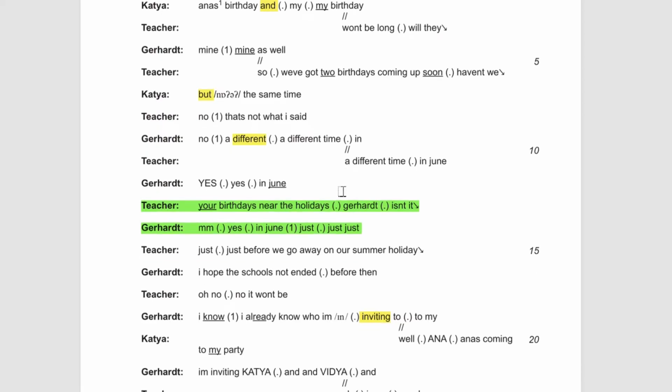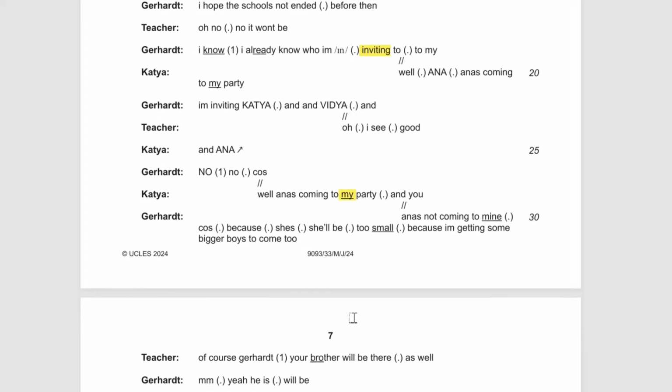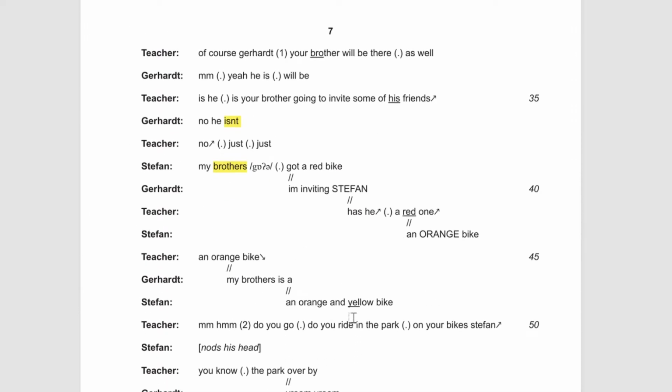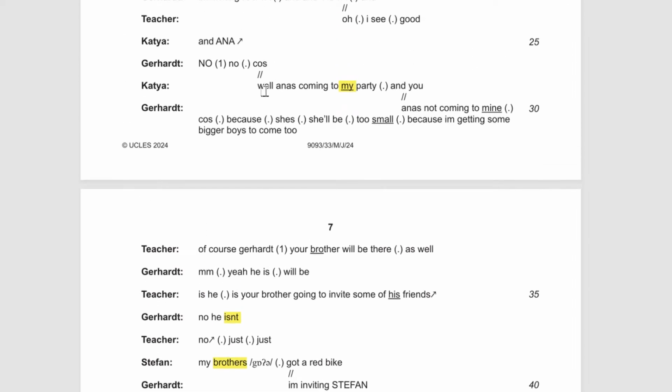The children also show an ability to use possessives, both possessive pronouns, as we see in line 28, where Katja says, "Well, Anna's coming to my party," as well as possessive nouns, as we see in line 47, where Gerhardt says, "My brother's is a." And they're even able to move out of the present tense, multiple times moving into using the future tense, such as "she'll be too small" and "yeah, he is, will be."